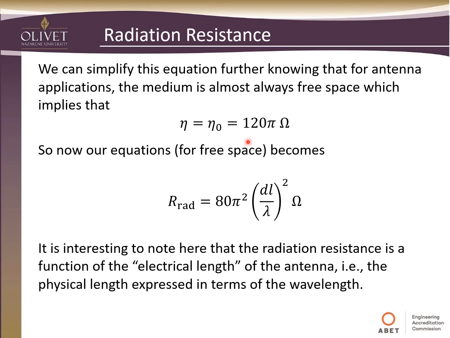And so this is pretty interesting. This is a constant. So really the only variable here is this dl over lambda. So this would tell us then that this radiation resistance is a function of the electrical length of the antenna. So by electrical length, what I mean is that it's the differential length in terms of lambda, so divided by lambda. So that's what we refer to as electrical length for an antenna, and that's what drives the radiation resistance. Almost like the length of wire in a regular circuit tells us how much resistance is going to be in the wire of that circuit.